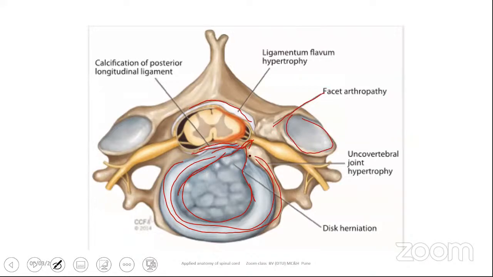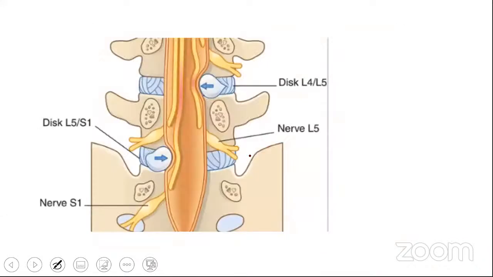So this can cause pain and cervical spondylotic myelopathy. You can see the sagittal section, the canal, and causing pressure and causing sciatica pain. This is the disc between L4 and L5, and this is the nerve root of L5. So when it protrudes and causes pressure on the nerve root, it causes pain.